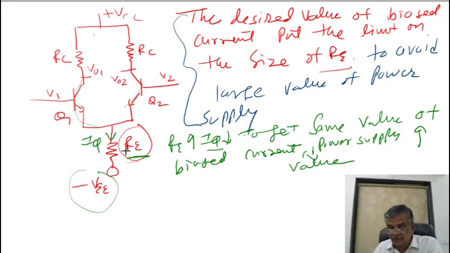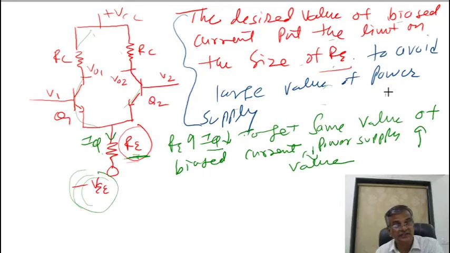Again, if you increase this resistor RE to get a large value of CMRR, then this current decreases. If this current decreases, then to get the same value of the bias current, you have to increase the supply voltage. Therefore, the desired value of the bias current puts a limit on the size of RE to avoid a large value of power supply.